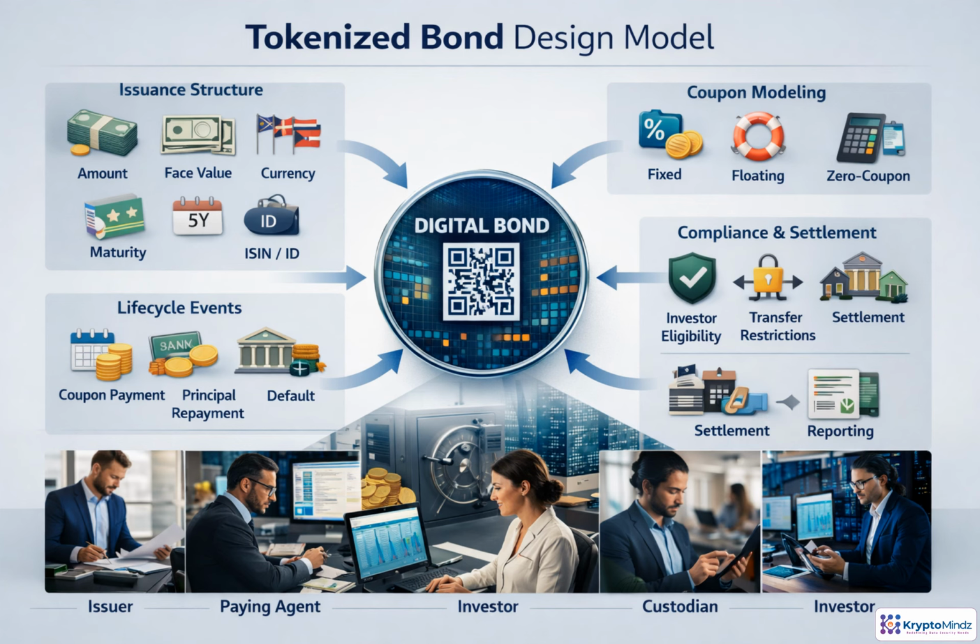Designing a tokenized bond starts with translating the term sheet into system logic. Issuance details define token supply, denomination, currency, maturity, and identifiers. Coupon rules drive payment calculations and schedules. Lifecycle events require automation for interest, principal, early redemption, default, and corporate actions. Compliance then adds guardrails: who can hold the bond, when transfers are allowed, how settlement occurs, and what reporting is required. The goal is simple. Every legal promise must become an enforceable digital process.